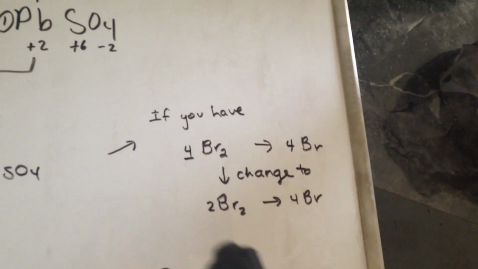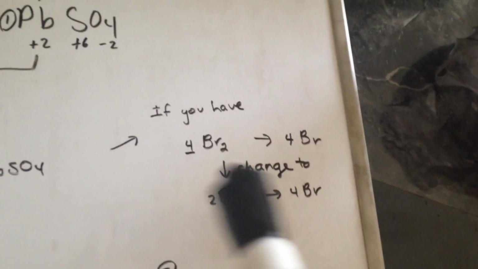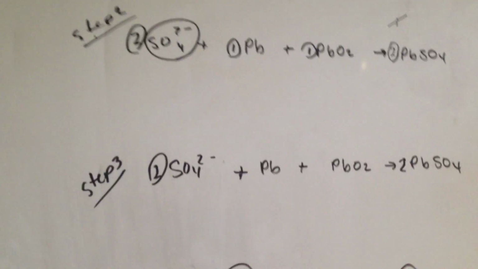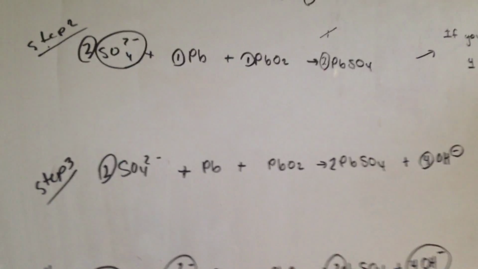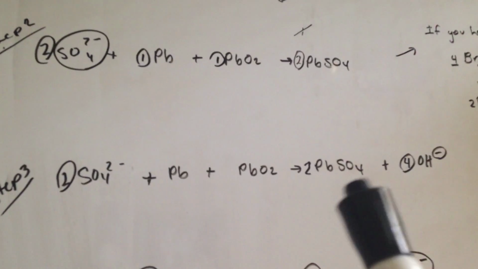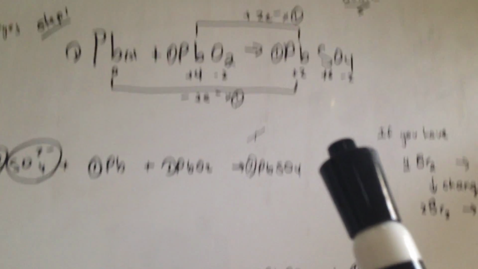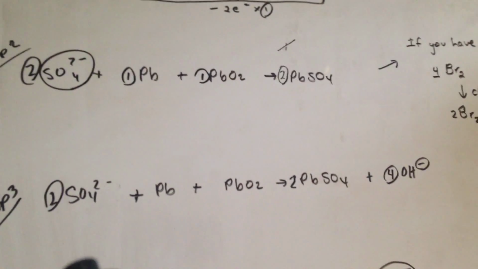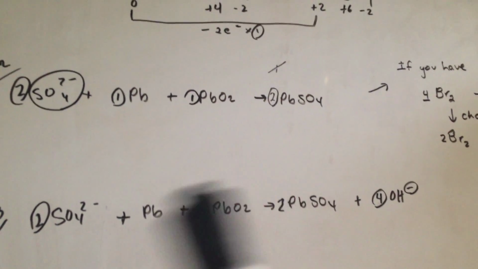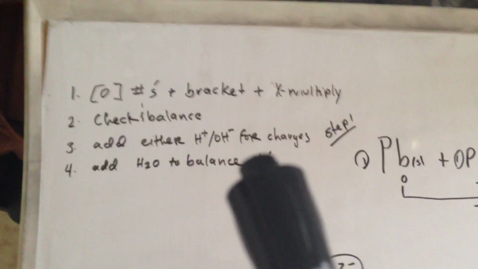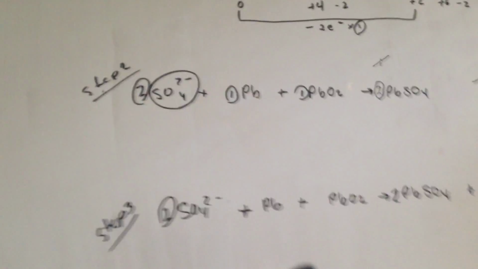This has to equal 4, so you're going to divide that by 2, so that it's balanced. So 2 times 2 is 4, and then it's 4. Okay, so for step 3, now that we have everything there, it's really easy. We're going to balance this using basic conditions, okay? So what we're going to do is balance the charges, according to step 3. Add either hydronium or hydroxide to balance the charges.